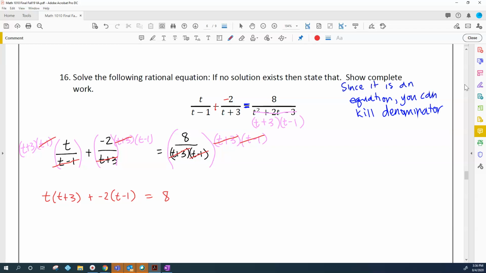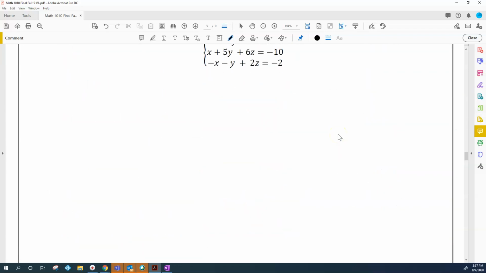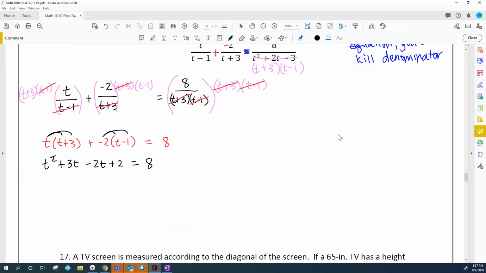So I need to distribute that t through on this one. So I get t squared plus 3t. Distribute my negative 2 through, so minus 2t plus 2 equals 8. And then I want you to keep going with this. I want you to try and solve this from here. How do I solve it the rest of the way from here?